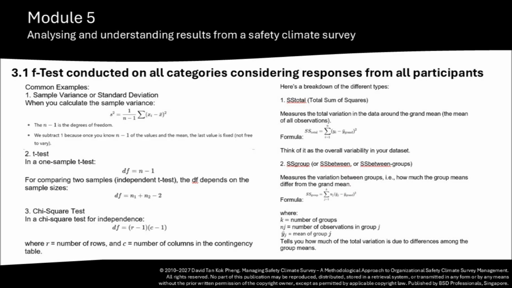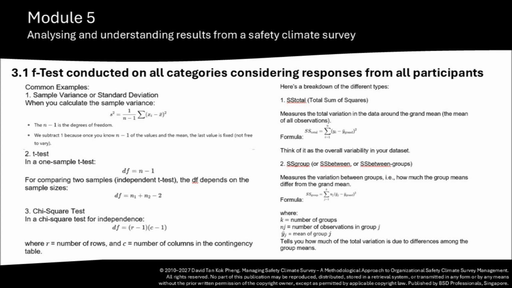Next, we look at the concept of sum of squares, SS, which is a key component in ANOVA and other statistical methods. The total sum of squares, SS total, measures the overall variation in the dataset around the grand mean. It is calculated as the sum of the squared differences between each observation and the overall mean. In simple terms, it represents the total variability present in the data.